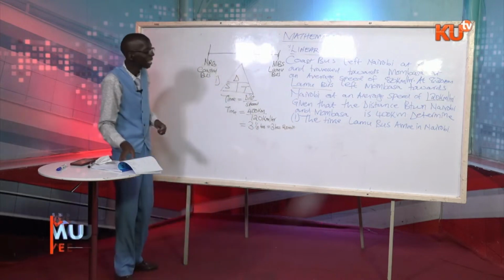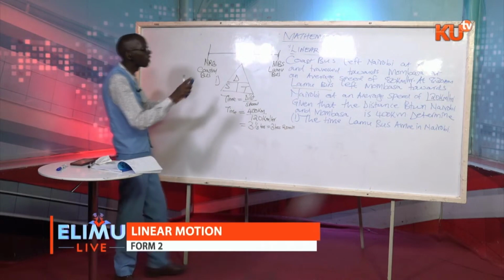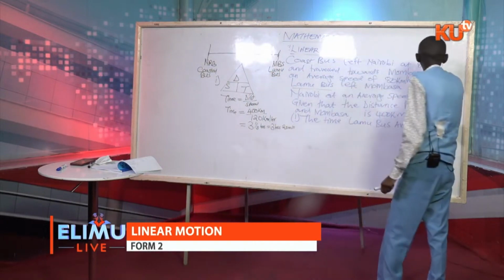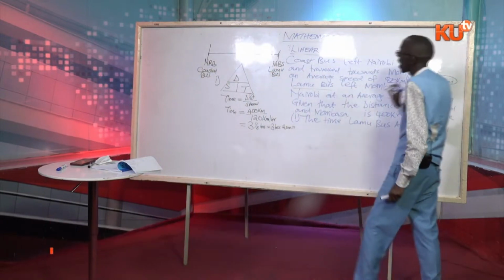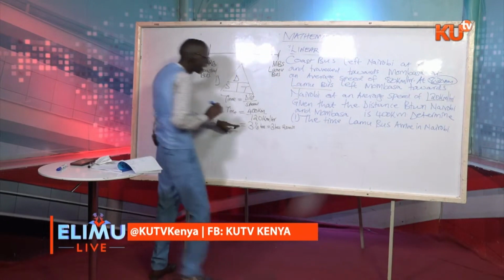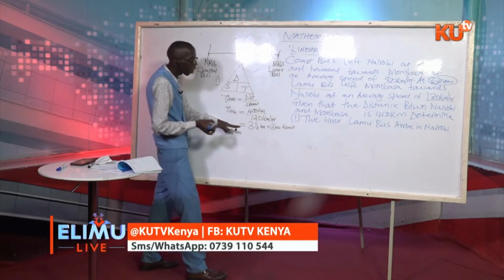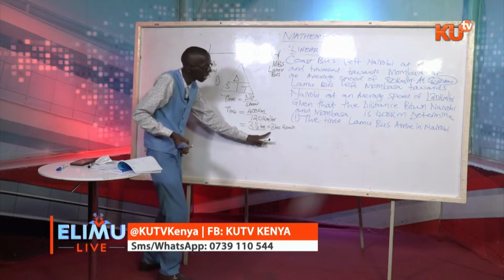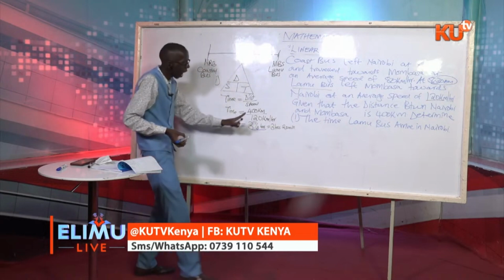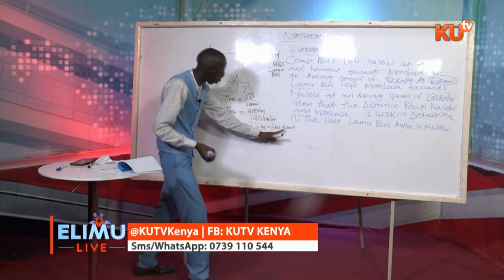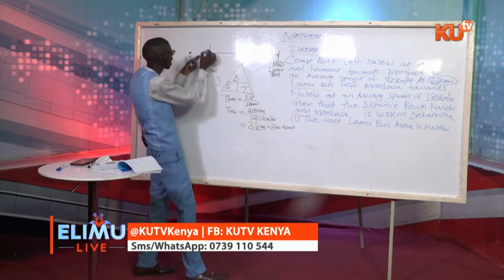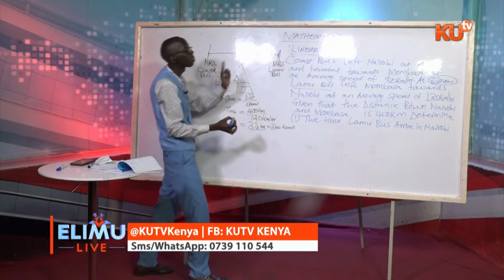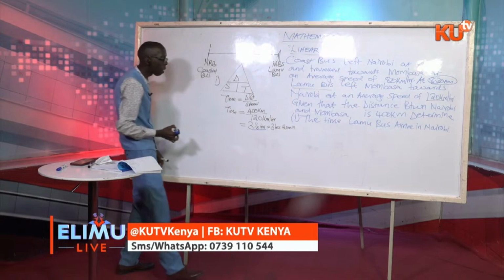We are asked the time the Lamu bus arrived in Nairobi. When did the Lamu bus leave Mombasa? It left at 8:30 a.m. And how long did it take to get to Nairobi? It took 3 hours 20 minutes. How did we get that? We took the distance between Nairobi and Mombasa divided by the speed of the Lamu bus.